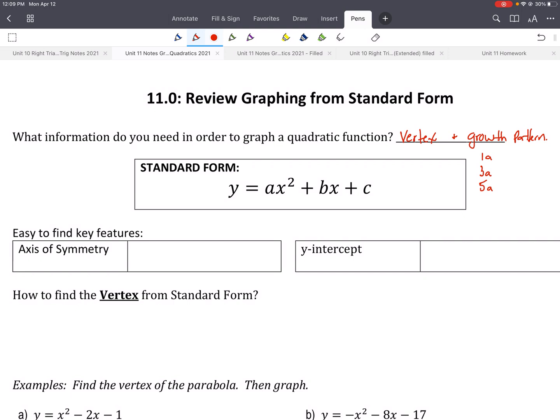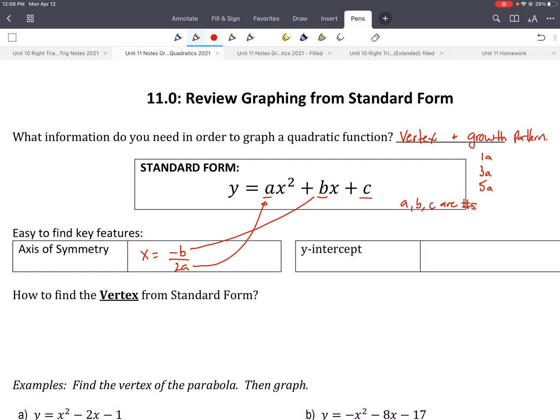Standard form is y equals ax squared plus bx plus c, where a, b, and c are just numbers. Easy to find key features. One is the axis of symmetry. That's x equals -b all over 2a, where b is that coefficient and a is the leading coefficient.